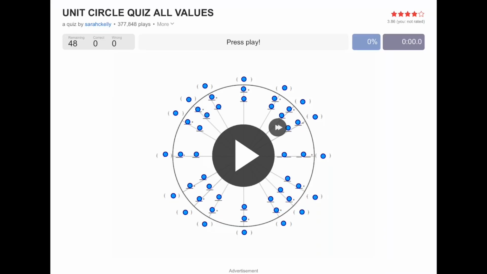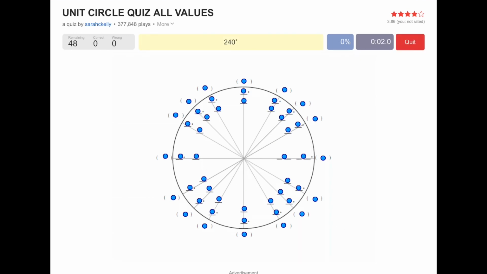Okay, so I just wanted to quickly show you guys what the game looks like. We hit play, our timer starts, and then we just need to place where these things are. So 240 degrees, I know that's in the third quadrant. There we go. Then -1, I go over 1, up 0. That's that ordered pair.